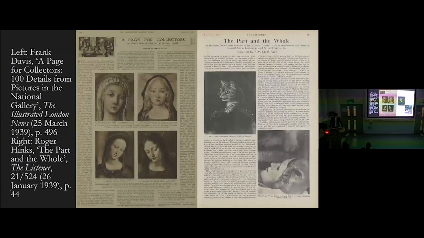100 Details from Pictures in the National Gallery was published in the winter of 1938, just after the Munich crisis, which had seen 50 paintings moved out of the gallery to Penrhyn Castle in Bangor in case of war. The book cost a bewilderingly small 6 shillings, Clark aiming for it to have mass appeal.